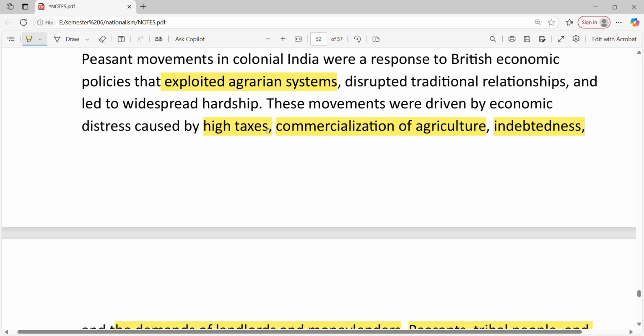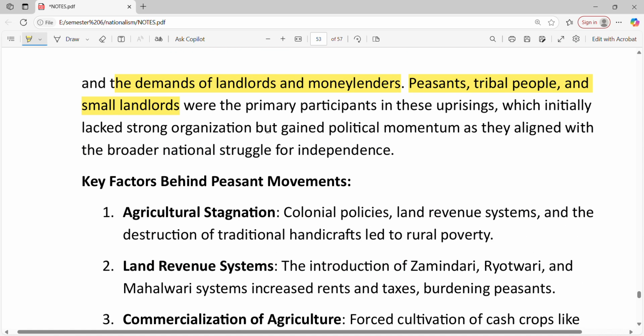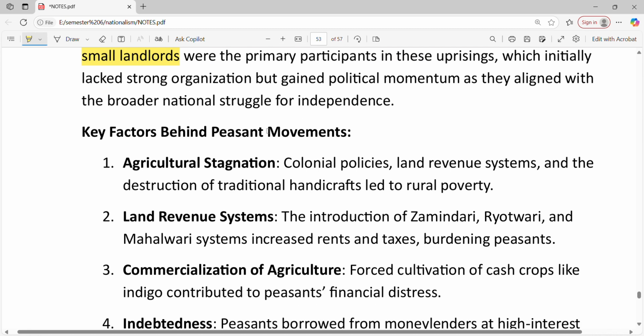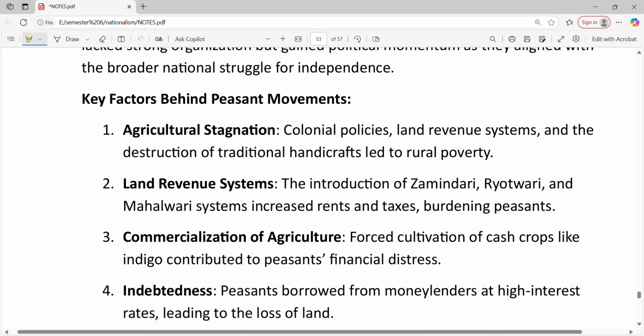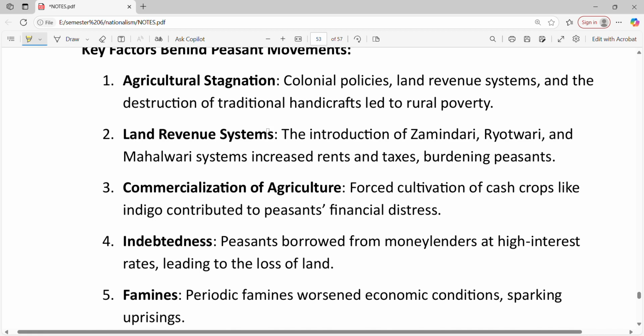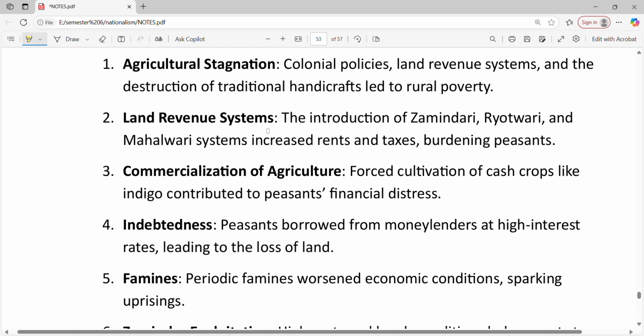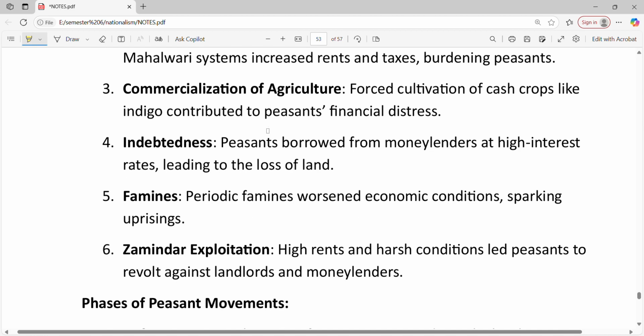These movements were driven by economic distress caused by high taxes, agricultural stagnation, land revenue systems like zamindari, ryotwari, mahalwari, commercialization of agriculture, the forced cultivation of cash crops like indigo, indebtedness, famines, okay, and zamindar exploitation. So farmers, tribals, and small landlords were all part of these uprisings.